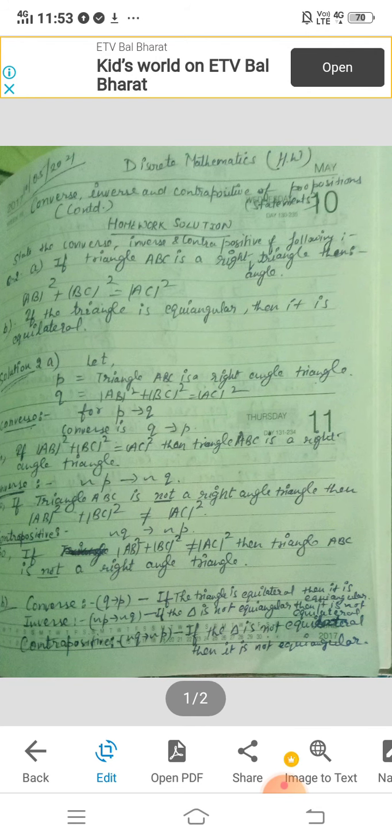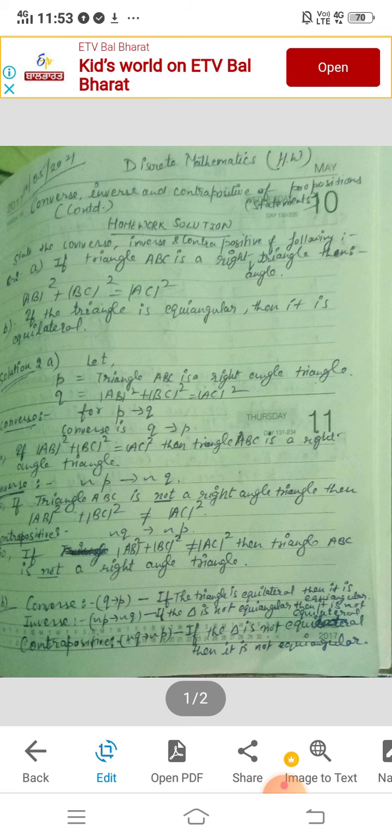Inverse, put not, means not P implies not Q. So if the triangle is not equiangular, then it is not equilateral. Contrapositive, not Q implies not P. So if the triangle is not equilateral, then it is not equiangular. So this is the method of doing converse, inverse and contrapositive of propositions.